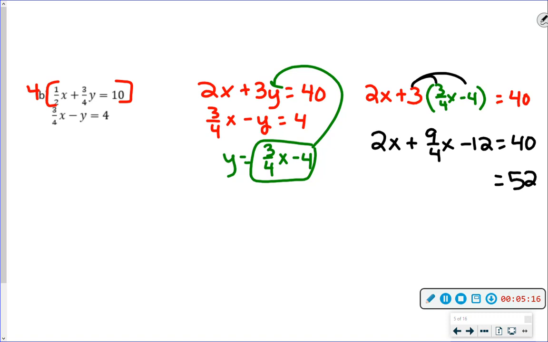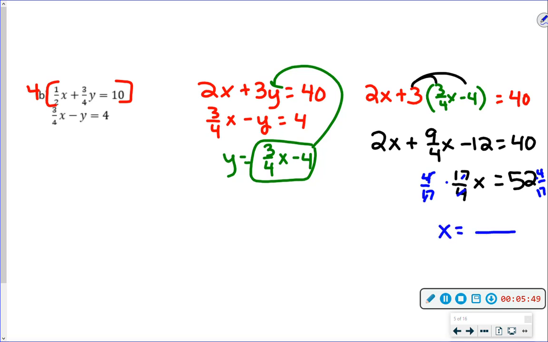Now, I like fractions. They don't freak me out. 2 is equivalent to 8/4. 8 over 4 is 2. So I'm thinking about that as 8/4 plus 9/4. Okay, we need to get, of course, x by itself. You have your calculators. You could use your calculator. Or if we're going old school by hand, I would just multiply by the reciprocal.